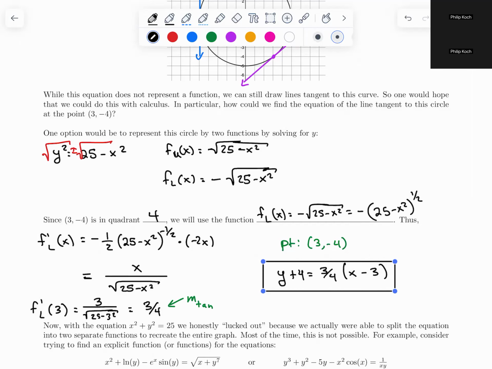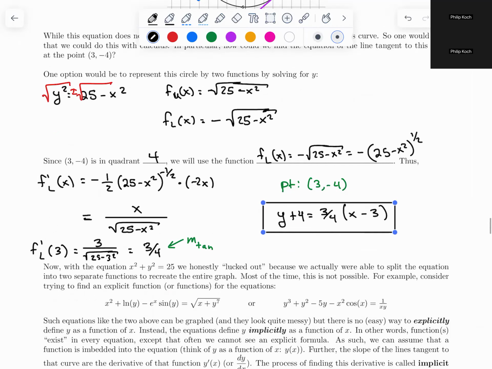If you look at these 2 examples here that I've written, x squared plus natural log of y minus e to the x sine y equals the square root of x plus y to the 7th. Try and write that in terms of y. I'll give you a hint, it's not possible. Not without a computer helping you along the way heavily. Or the same thing with y cubed plus y squared minus 5y minus x squared cosine x equals 1 over xy. There's no easy way to write that explicitly.